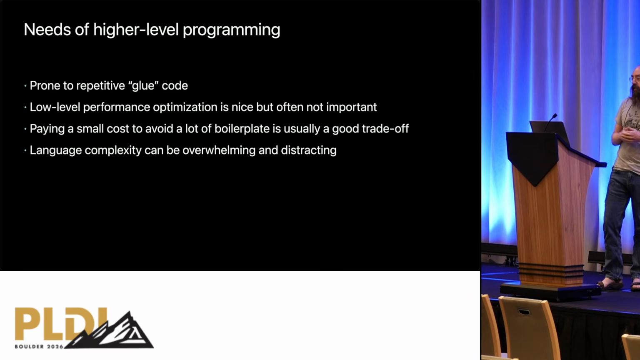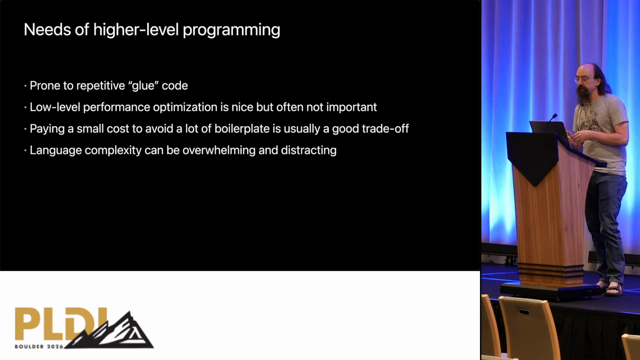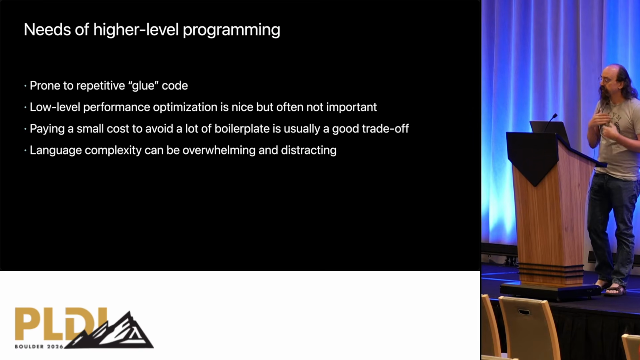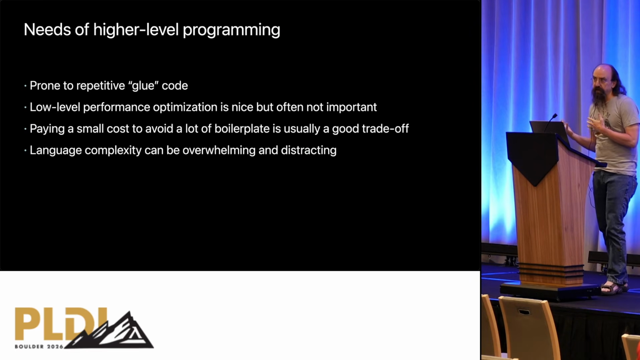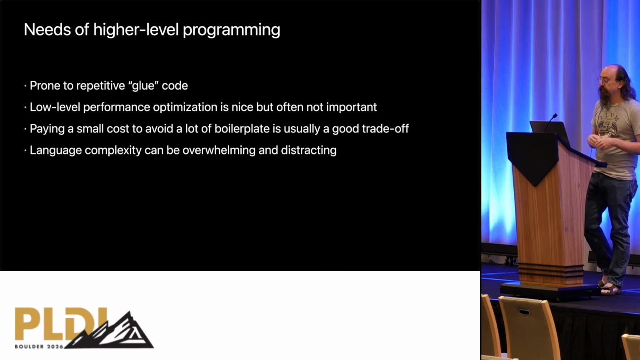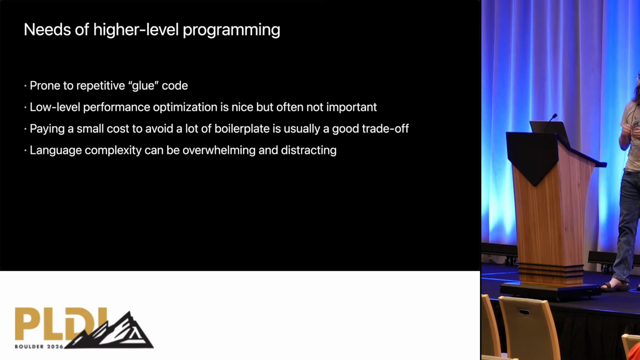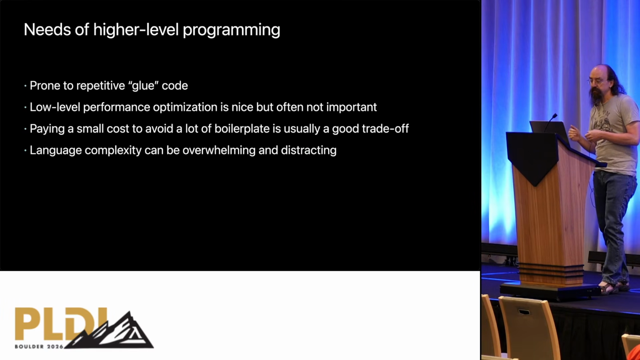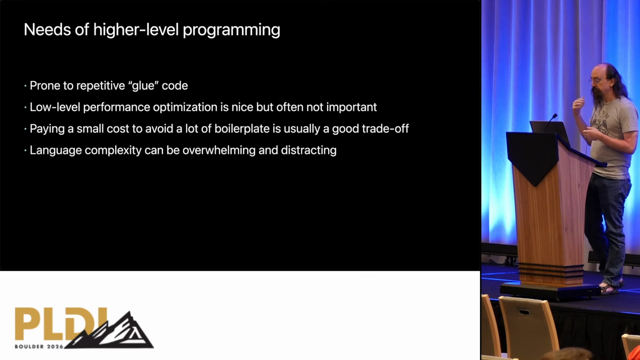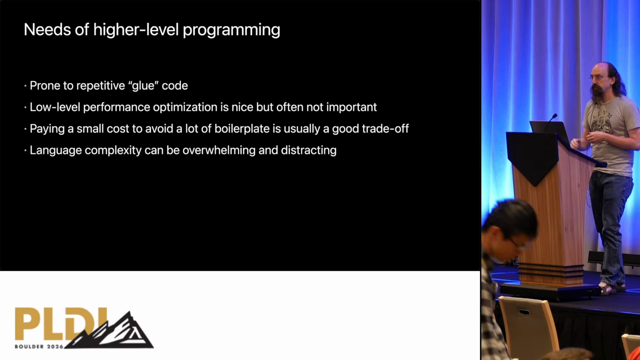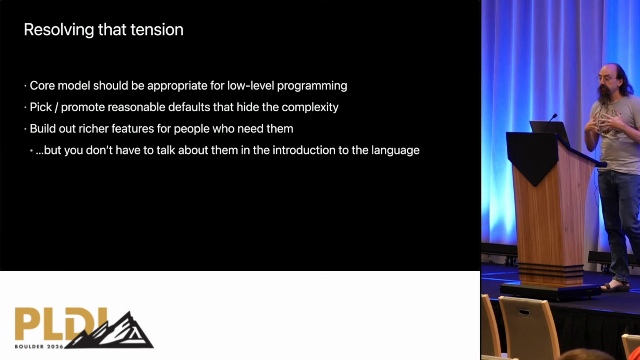But higher-level programs often have very different needs. Application programming especially is prone to having a lot of redundant glue code, especially if you have to write that code all out explicitly. The performance of that code, meanwhile, is often not very important, and incurring a small overhead to make that code easier to write and maintain is very likely to be a good engineering trade-off. From that perspective, the same essential complexity that supports lower-level programming often feels more like an unnecessary burden on the high-level programmer.